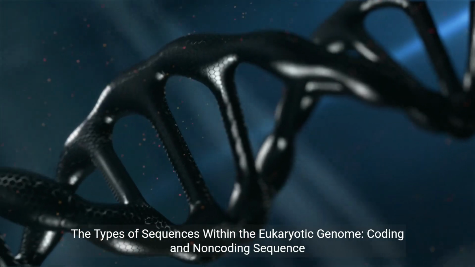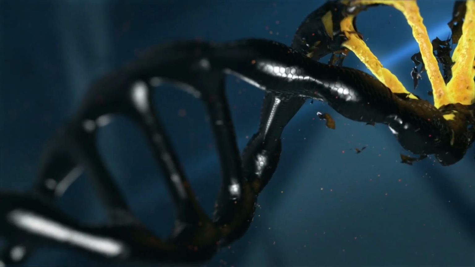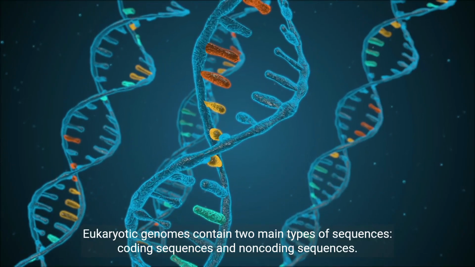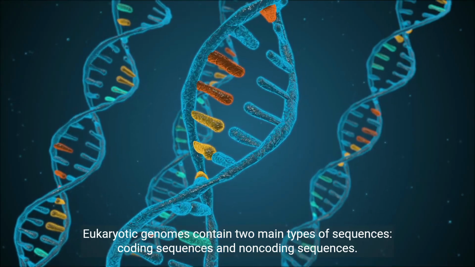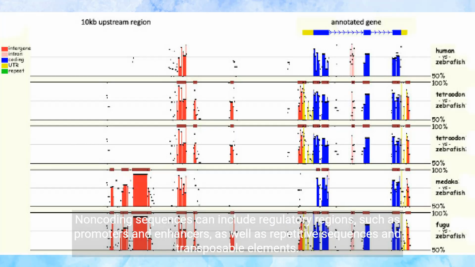The types of sequences within the eukaryotic genome: coding and non-coding sequences. Eukaryotic genomes contain two main types of sequences, coding sequences and non-coding sequences. Coding sequences are the parts of the genome that contain the instructions for making proteins, while non-coding sequences are the parts of the genome that do not code for proteins. Non-coding sequences can include regulatory regions, such as promoters and enhancers, as well as repetitive sequences and transposable elements.